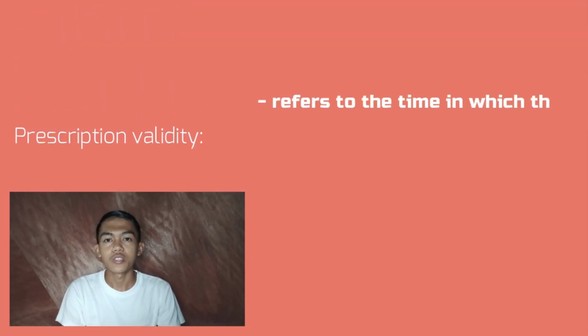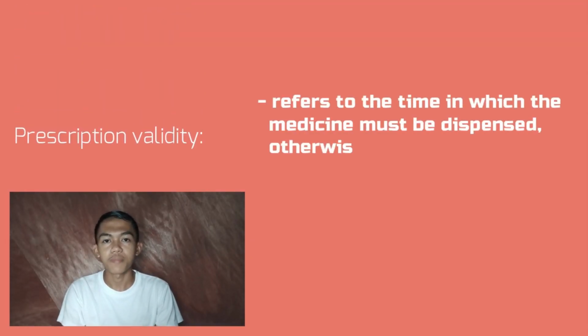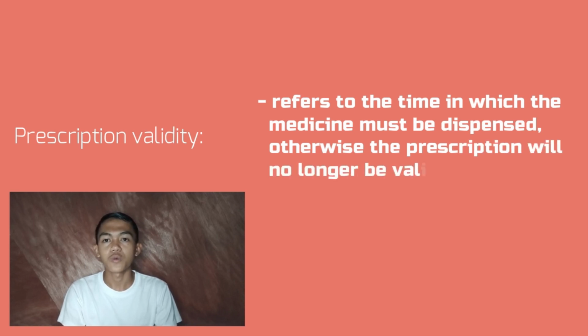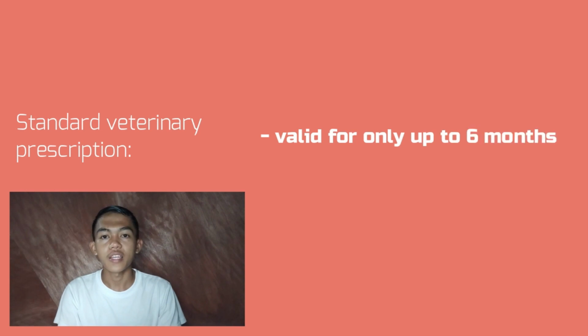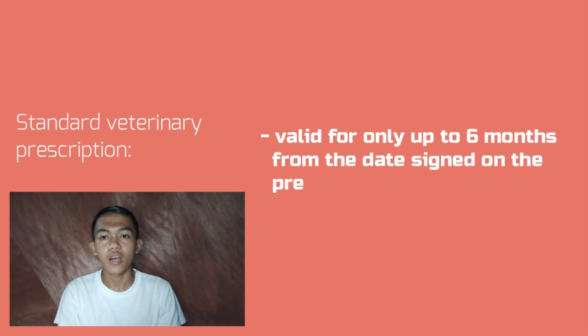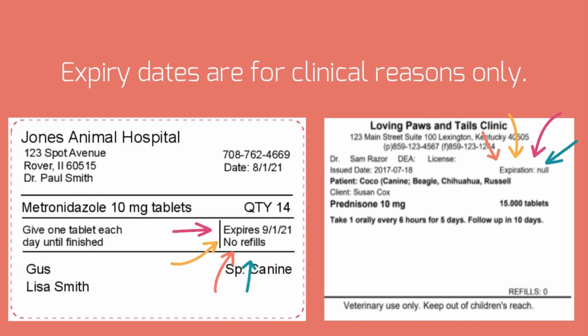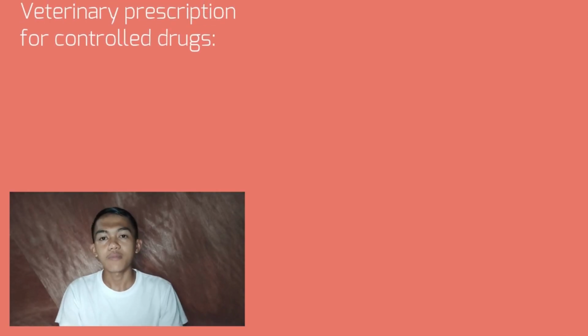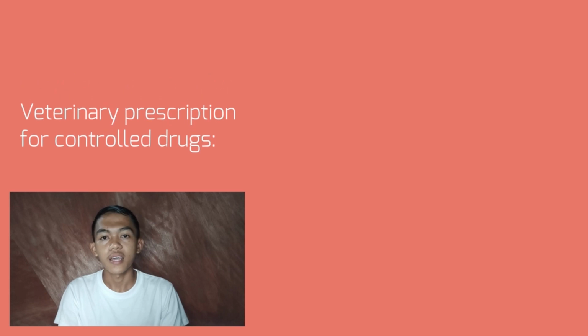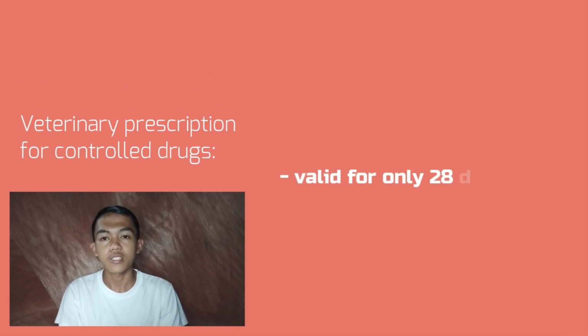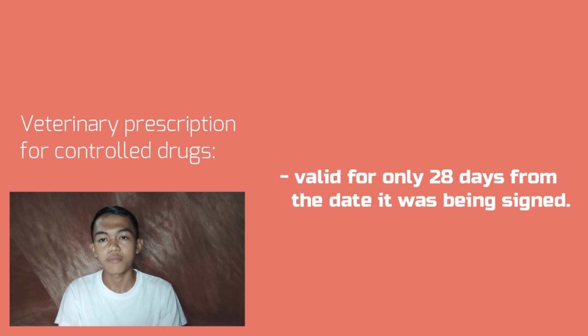Prescription validity refers to the time in which the medicine must be dispensed, otherwise the prescription will no longer be valid. A standard veterinary prescription is valid up to 6 months from the date signed on the prescription. A vet may specify a shorter expiry date, however this should be for clinical reasons only. The only exception is for controlled drugs; in these cases, a veterinary prescription is typically valid for 28 days from the date signed on the prescription.